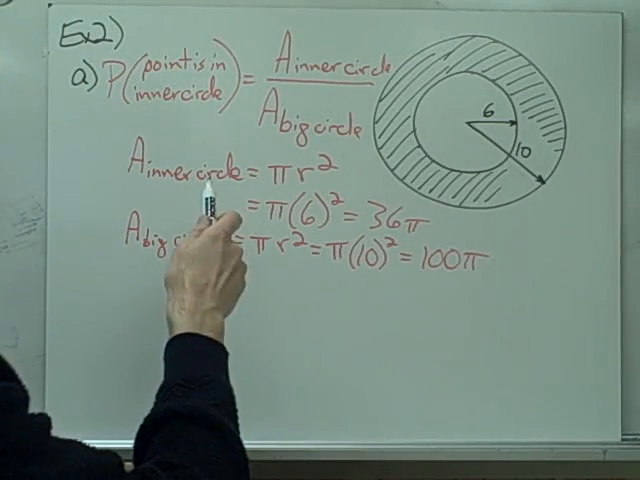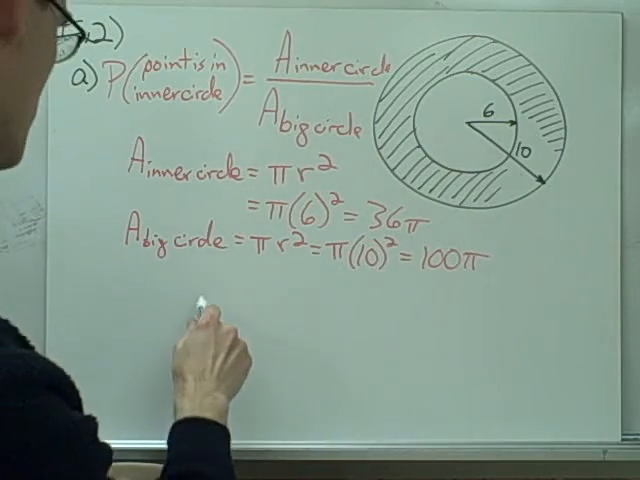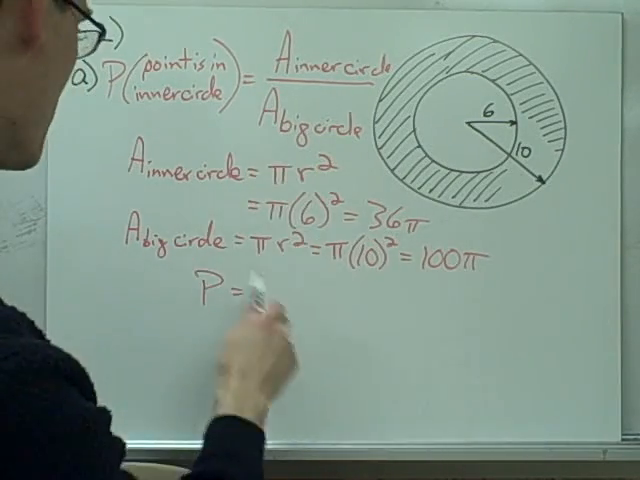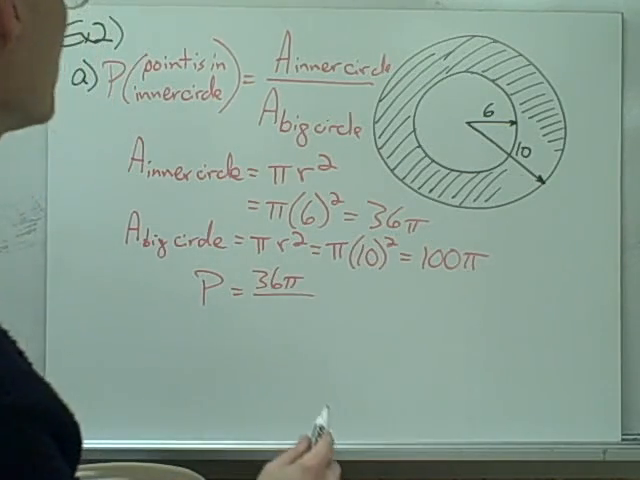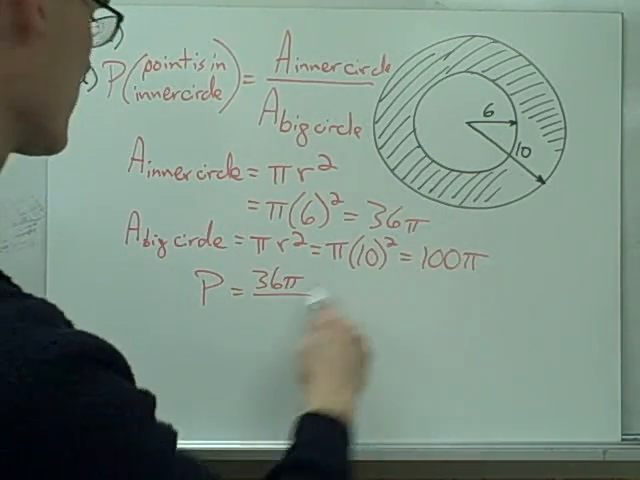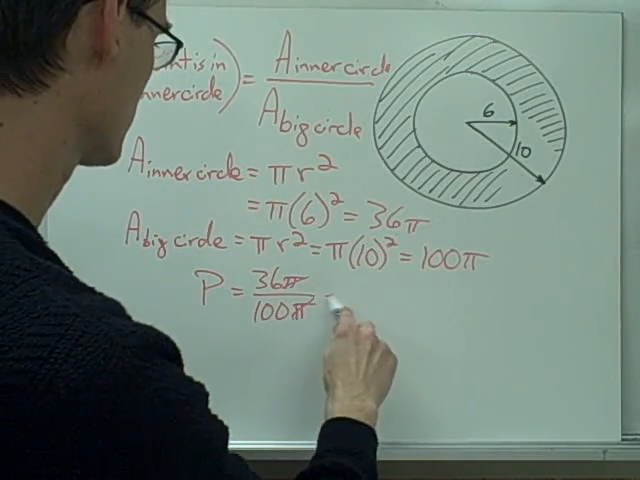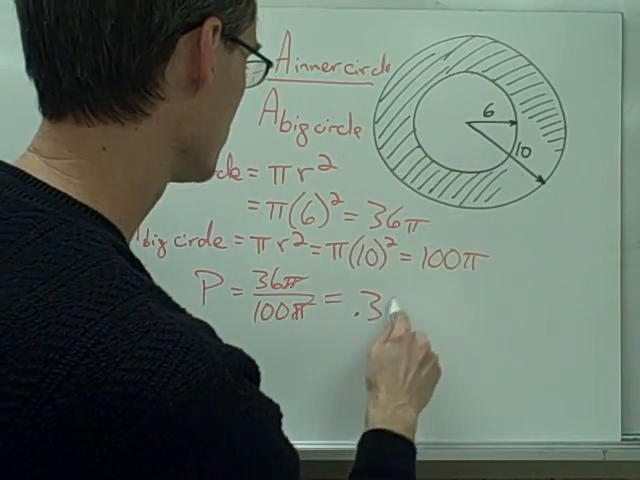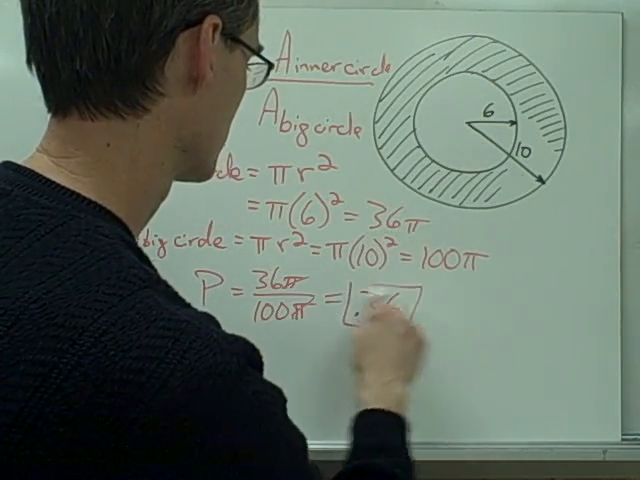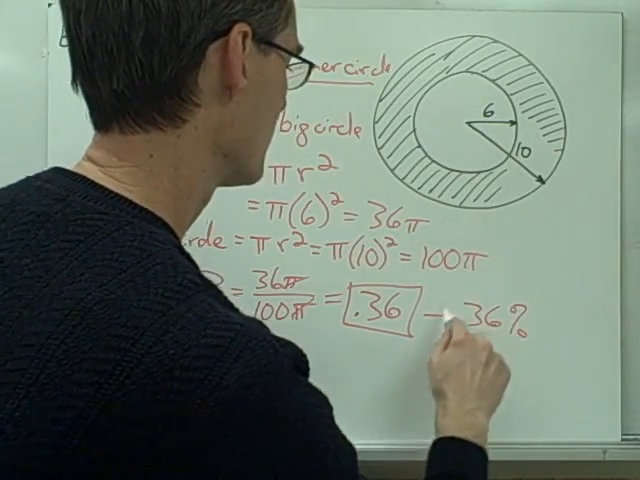And now I just need to divide those two numbers, so I'm going to get my probability. It's the area of my inner circle, which is 36 pi, divided by the area of my big circle, which is 100 pi. My pi's cancel out. And 36 divided by 100 is 0.36. Or if you prefer to write that as a percent, 36%.